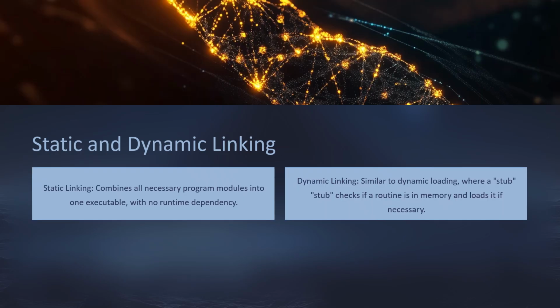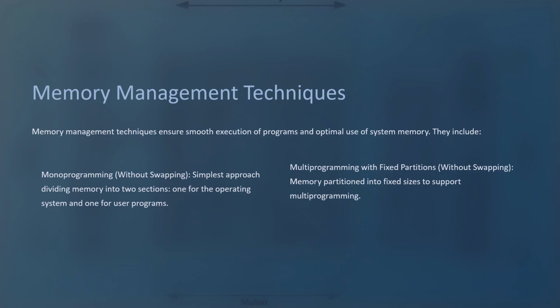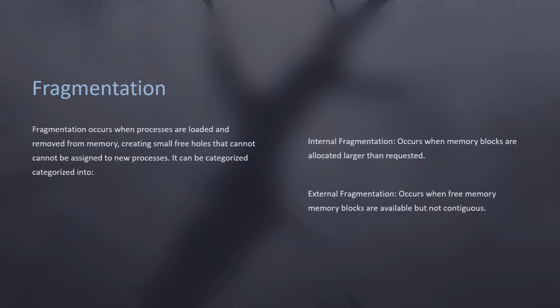Static and dynamic linking. Swapping involves temporarily moving a process to secondary memory to allow more processes to run in memory. It allows the memory manager to swap out lower priority processes for higher priority ones. These are the techniques in memory management.